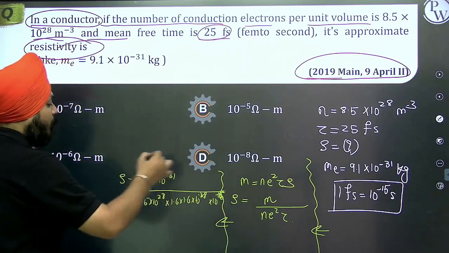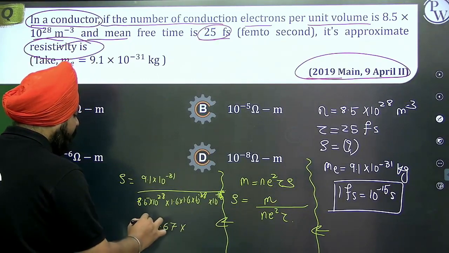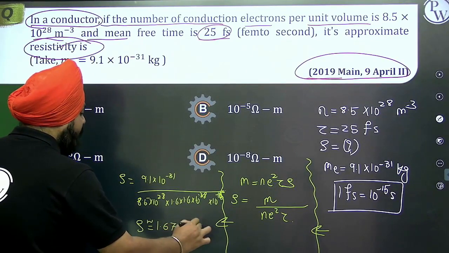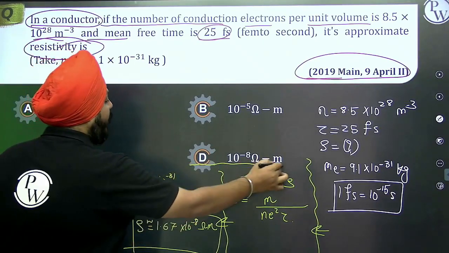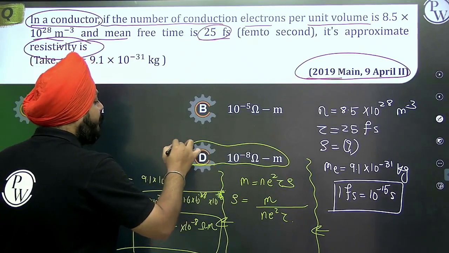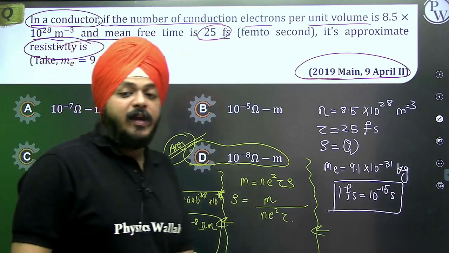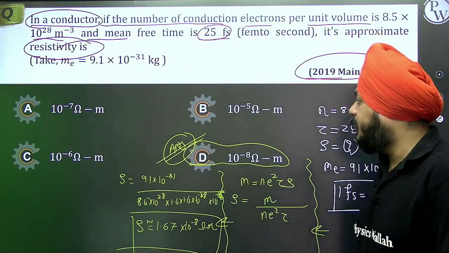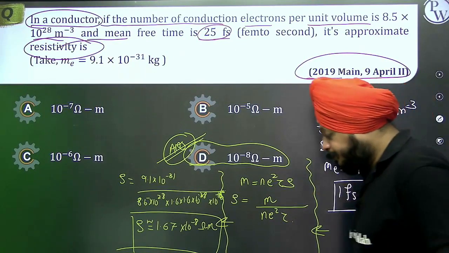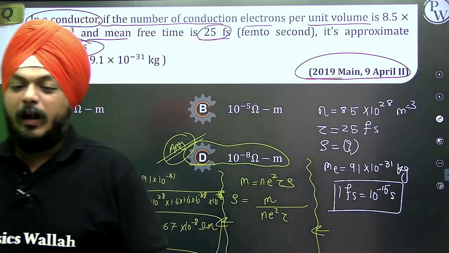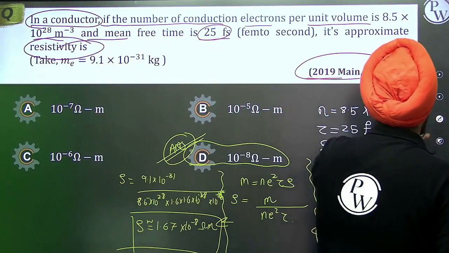Replacing all of those values and solving it, you are going to get the value of rho as nearly 1.67 into 10 to the power minus 8 ohm meter. So it is closely equivalent to 10 to the power minus 8 ohm meter, and this is the perfect answer for this specific question. Direct formula based sums also come up in an examination. Now let's move on to the next question.